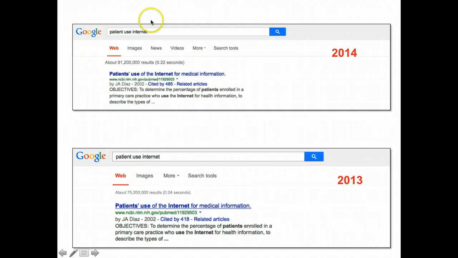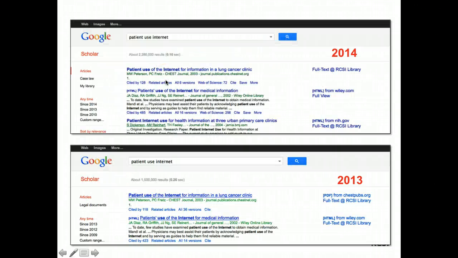We rely on Google to give us the information that's right at the top. And indeed, in this case, it is the same article that is on top when we type in patient use internet. What's changed maybe is that it is cited or referred to by other articles online. We'll get back to that in a minute. But a huge increase in actual hits over 1 year.